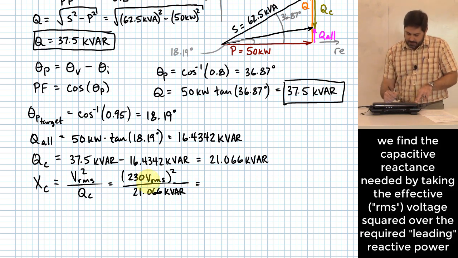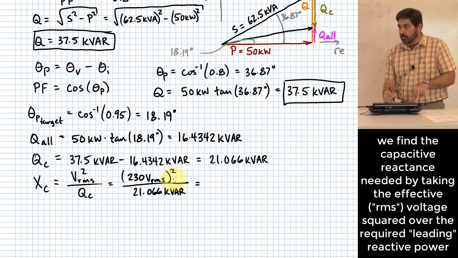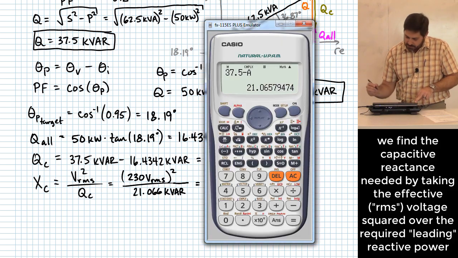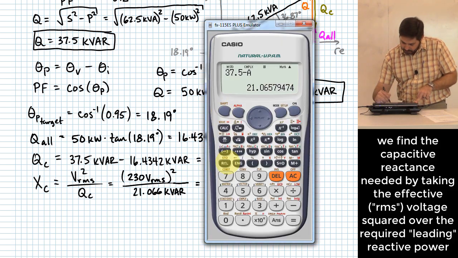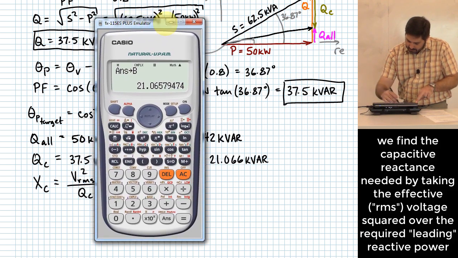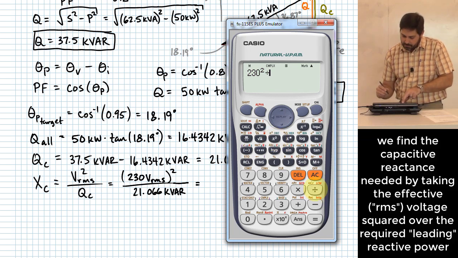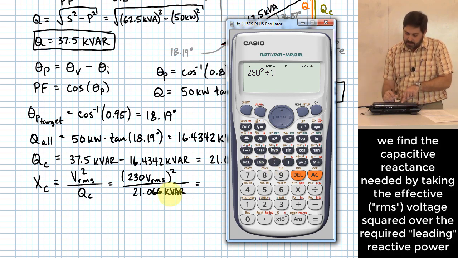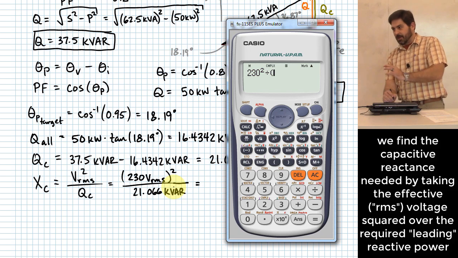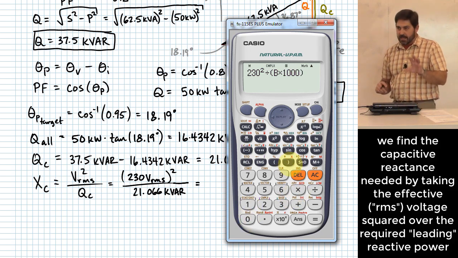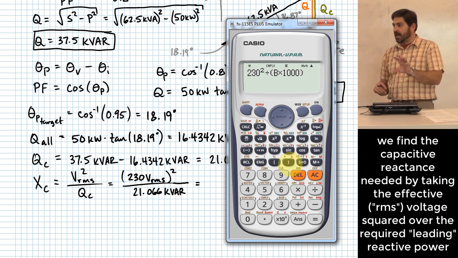All right. And this calculation that we're doing right here will result in units of ohms. Okay. So let's go ahead and do it. So we have, I'm going to store this into B. Now let's take 230 squared and divide that by what I just stored in B. But keep in mind what I just stored in B is going to be 1,000, right? Because I got the K there in front of it. So I'm going to take what I just stored in B actually and multiply it by 1,000. That way I get it into just VAR instead of kVAR.